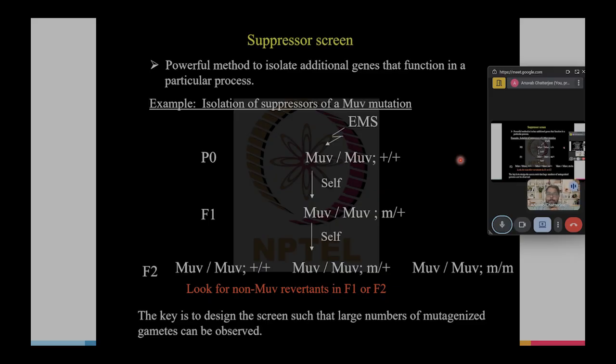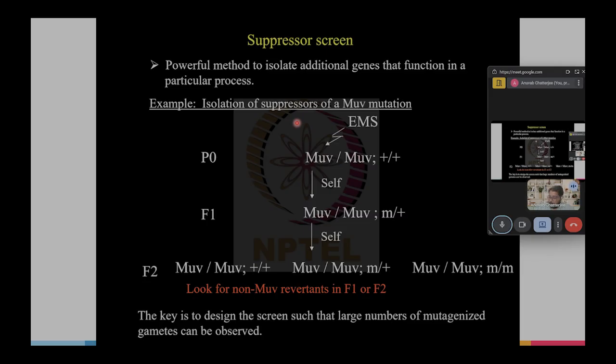What pathway is it involved in? What other genes does it interact with? Which cells probably express these genes? These are the particular questions that you can figure out with a suppressor screen. Maybe not the last one, but the previous two you can figure out, like what pathway it is in and what genes it interacts with. So it's a powerful method to isolate additional genes that function in a particular process.